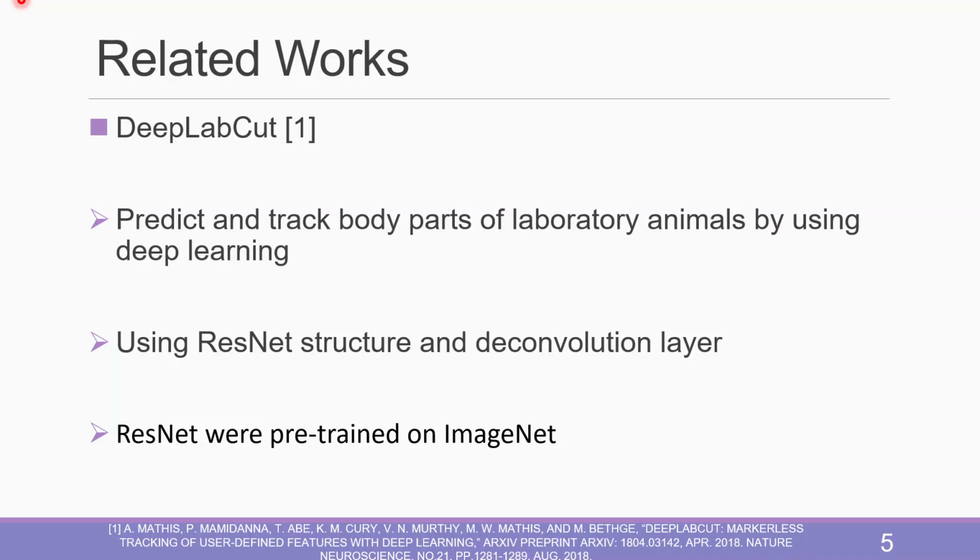Moreover, ResNet was pre-trained on ImageNet. ImageNet is a massive dataset for object recognition. This transfer learning enables DeepLabCut to estimate and track feature points by learning a small number of additional frames of label data for the body position of the target animal to be tracked.